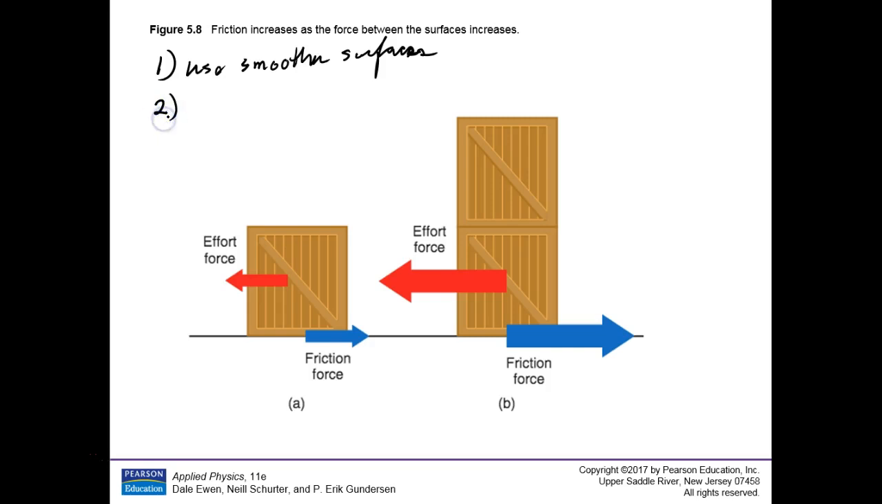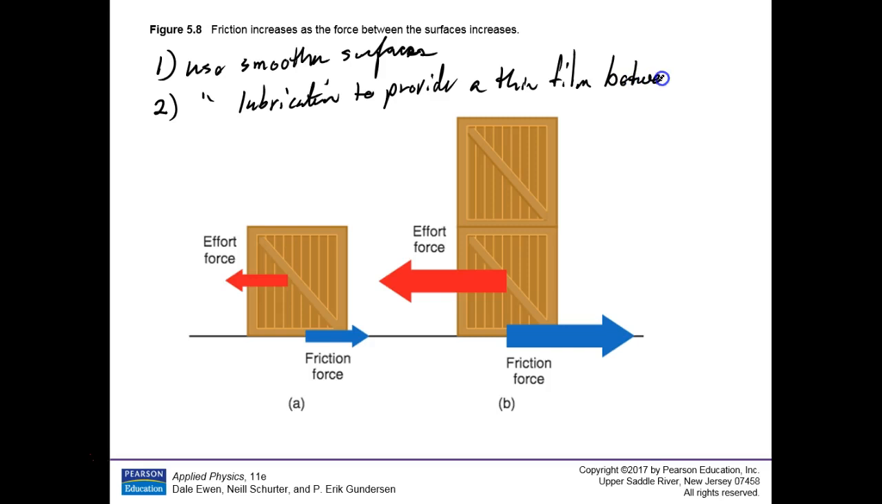That's one. Certainly another one would be, but this wouldn't be good in moving furniture, this would be in your car engine, use lubrication. To provide a thin film between the surfaces. And this is exactly why you put oil in a car, grease on bearings. You want a thin film in between there so you have less friction. Because where you have friction, you have heat. Where you have friction, you wear down bearings and other things. Not good. So use lubrication. Okay? Number three.